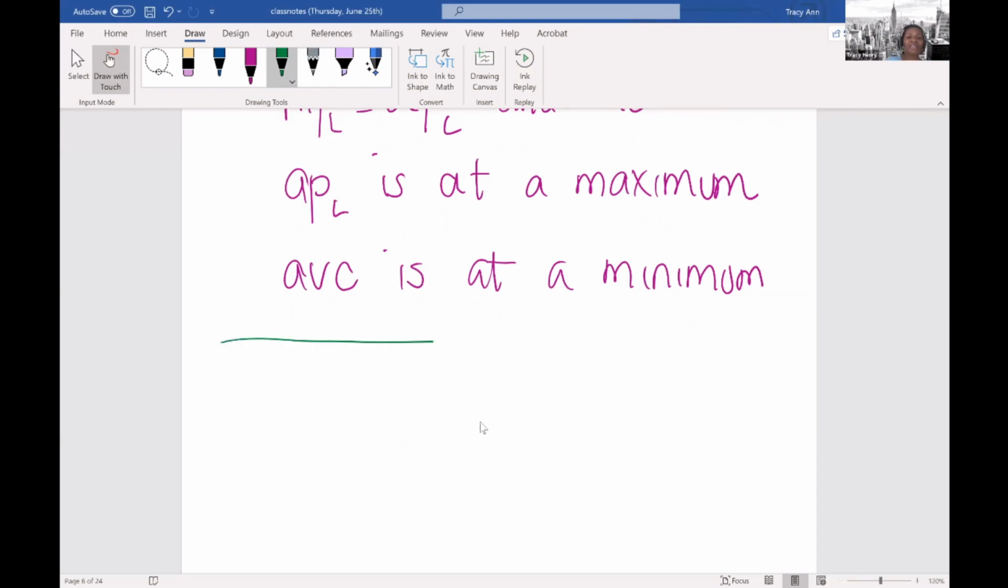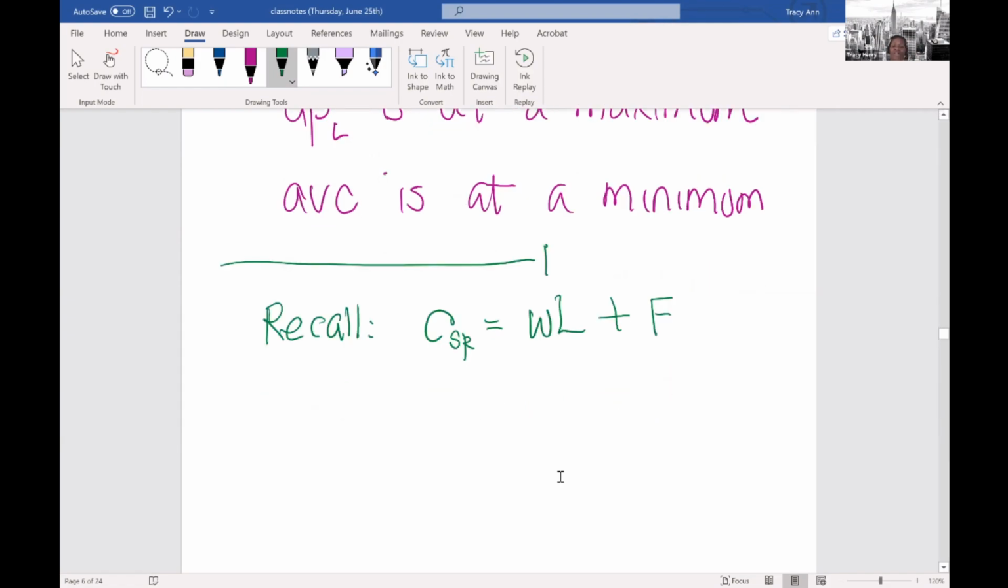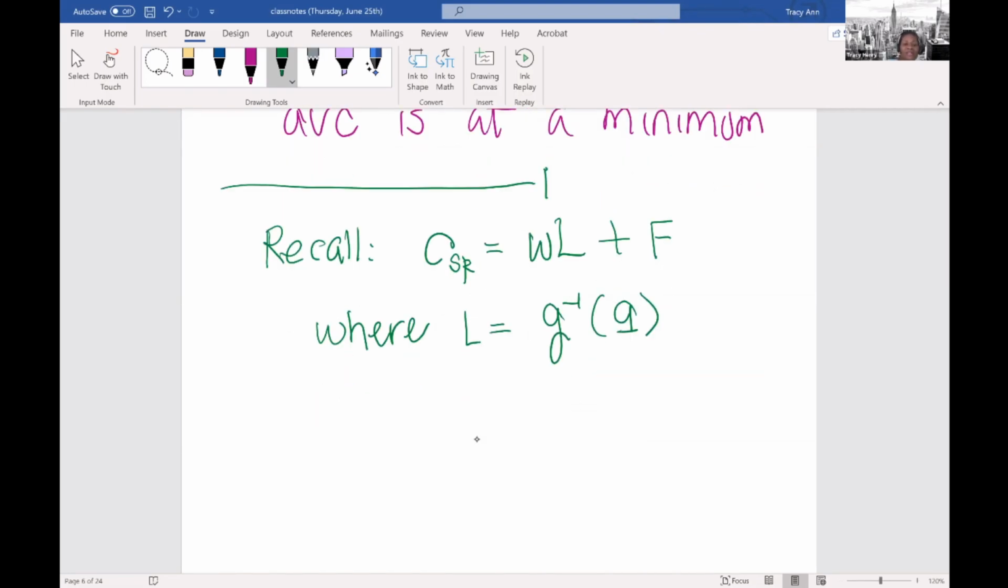On a final note on this, this is one thing that I wanted to add, another way that you can look at this. Recall, we said that our cost function is equal to W times L plus our fixed cost, right? And then recall that we made L equal to some function of quantity. Then look at this.